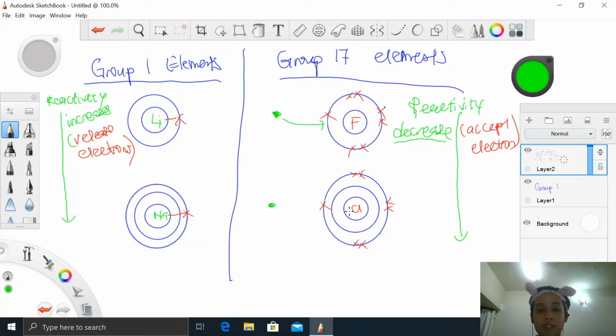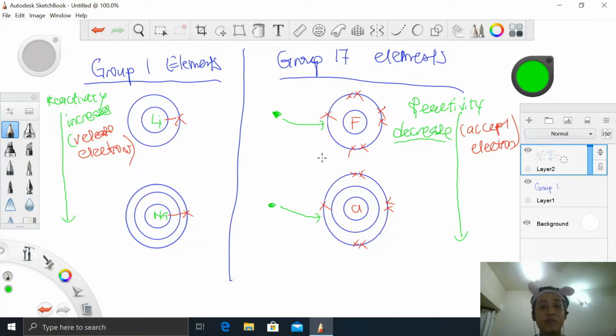However, because here the nucleus is further away, it is slightly more difficult to pull the electrons in. Therefore, for group 17 elements going down the group, the reactivity will decrease because it's more difficult to pull the electrons in, because you have more shells. More shells meaning you have more protective layers, so it is more difficult for the nucleus to attract the electrons. These are the two differences between the group 1 and group 17 elements.